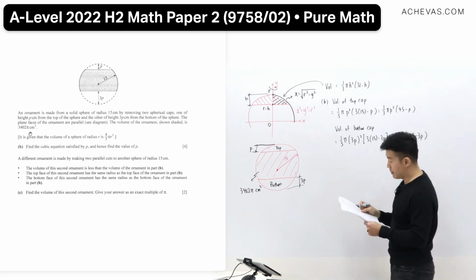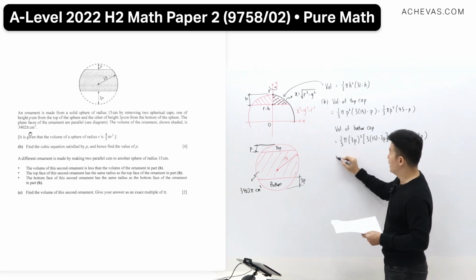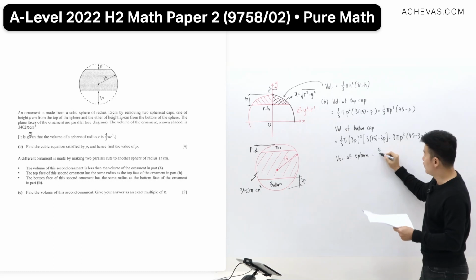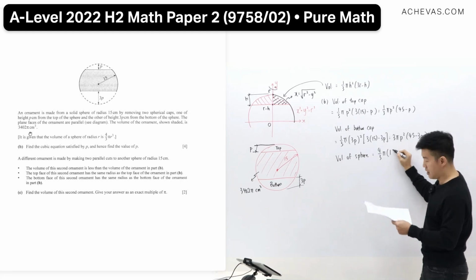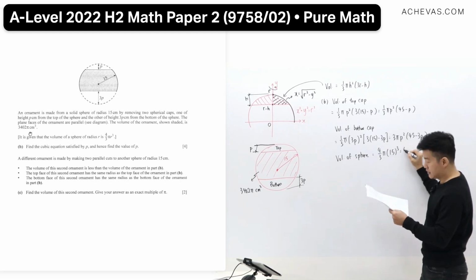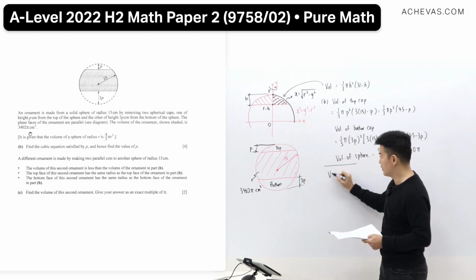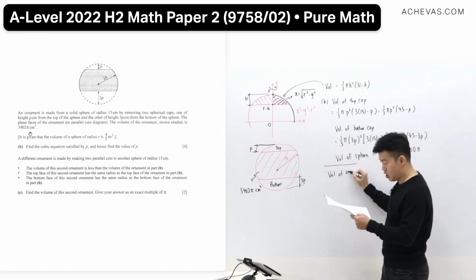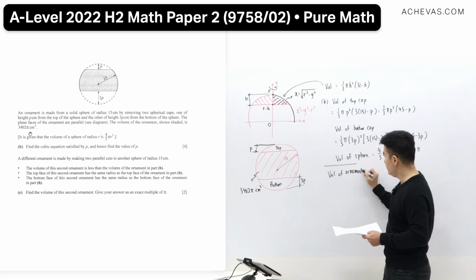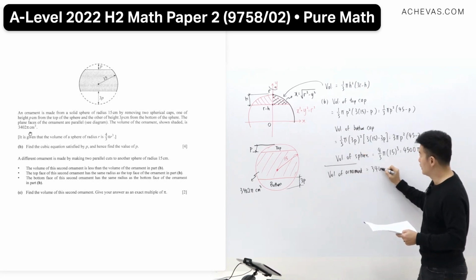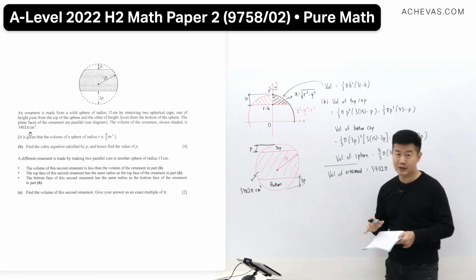The volume of the top cap, the volume of the bottom cap. And we are going to also find the volume of the full sphere, the entire thing, which is going to be 4 over 3 pi r cubed. This is 4500 pi. And the volume of the ornament that is given to us, let me just write it out. The volume of the ornament, according to the question, is this, 3402 pi. And how do we calculate this?